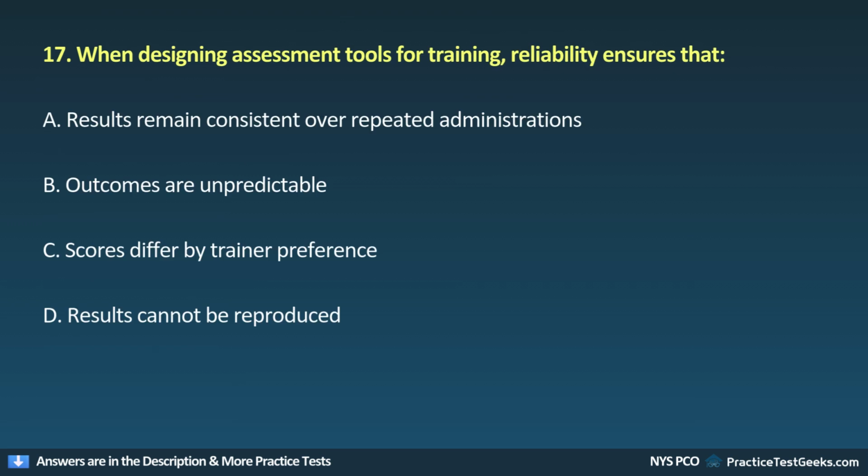17. When designing assessment tools for training, reliability ensures that: A. Results remain consistent over repeated administrations. B. Outcomes are unpredictable. C. Scores differ by trainer preference. D. Results cannot be reproduced.